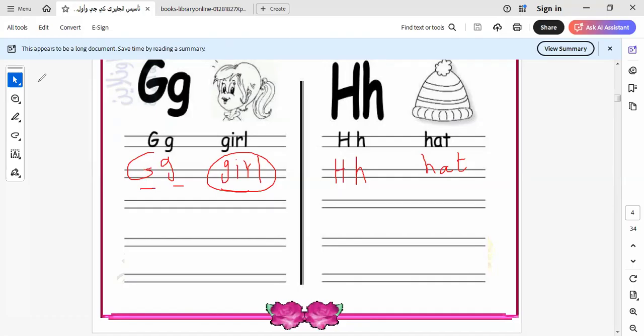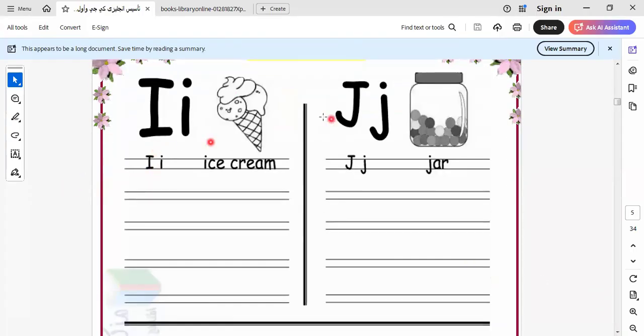Let's go to other letters. Here is capital I and small i. I will write it for you. I for what? For ice cream. I know all of us like ice cream. It's delicious. All of us know ice cream, and all of us buy it, especially in summer. Here is capital I and small i for ice cream.